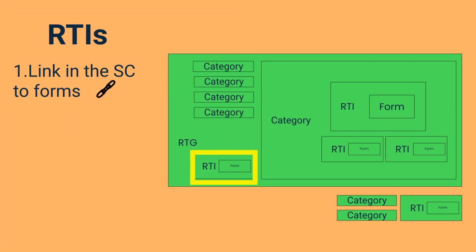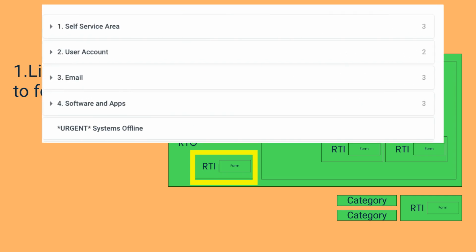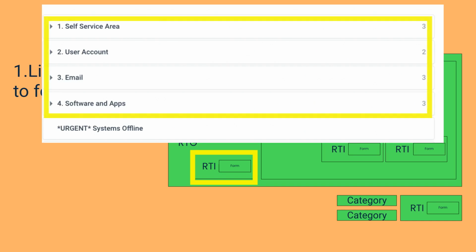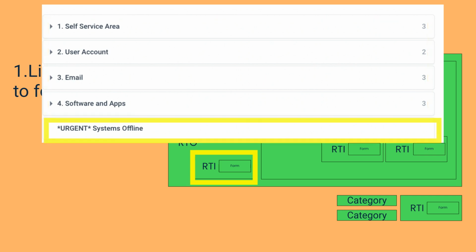Note that RTIs that are not assigned a category will appear at the top level of the service catalog. This is particularly useful for urgent problems that you want displayed more prominently, so they are easier to access in more urgent situations. For example, these are categories which appear as drop-down lists containing RTIs, which then link to forms, and this is an RTI without a category that appears at the top level alongside categories, but will link immediately to a form, useful for displaying urgent issues.